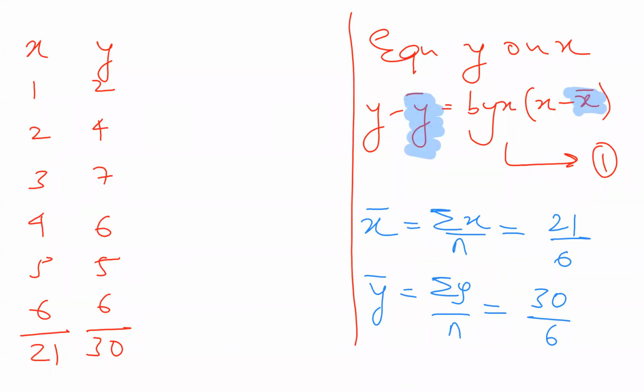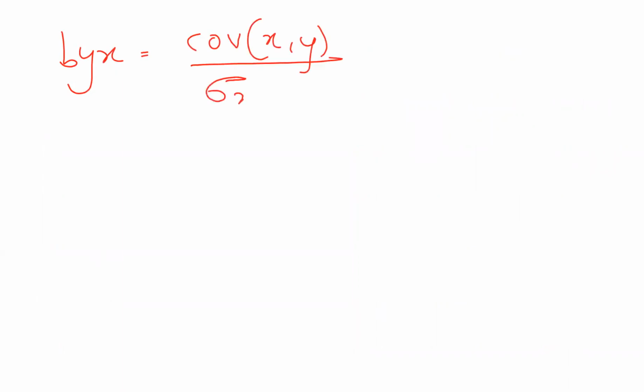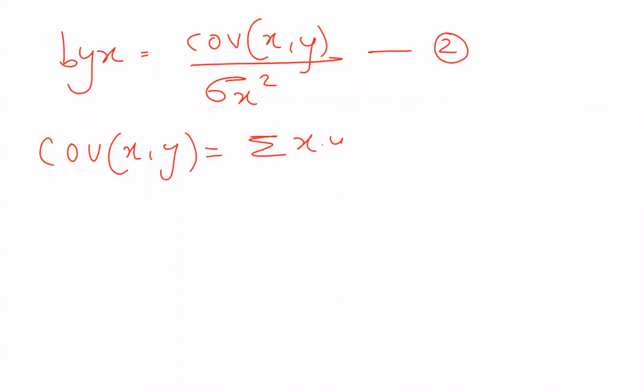Now we are supposed to calculate the value of byx. So I'll take a new page. Byx is nothing but the regression coefficient of y on x, so covariance of xy upon standard deviation of x square, equation number 2. Now we'll first calculate covariance of xy, which is summation of xy upon n minus x bar into y bar.